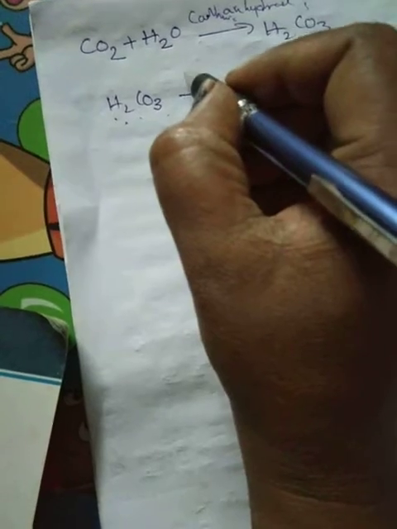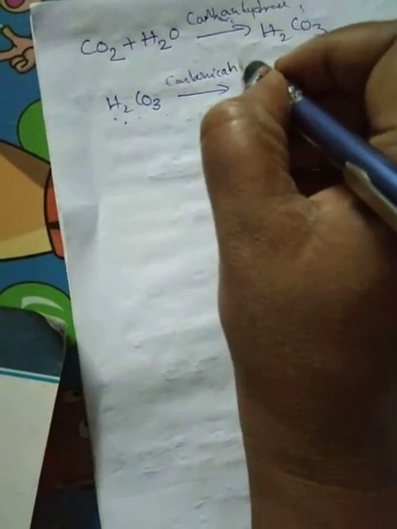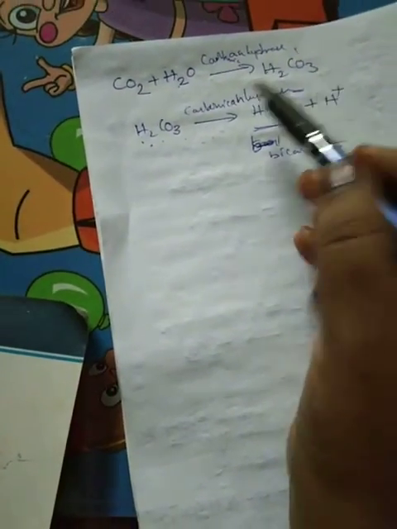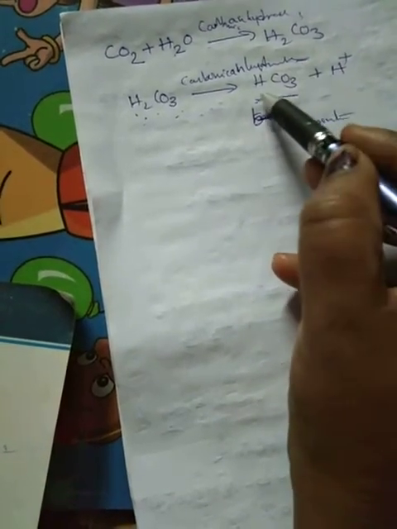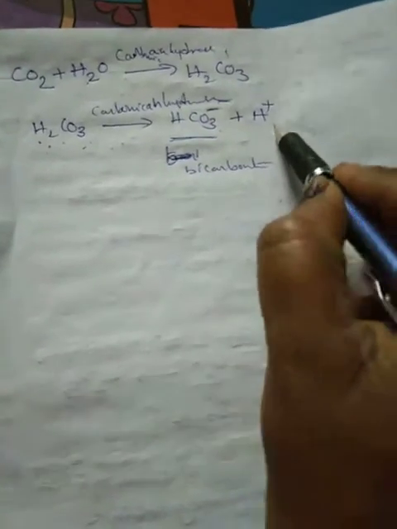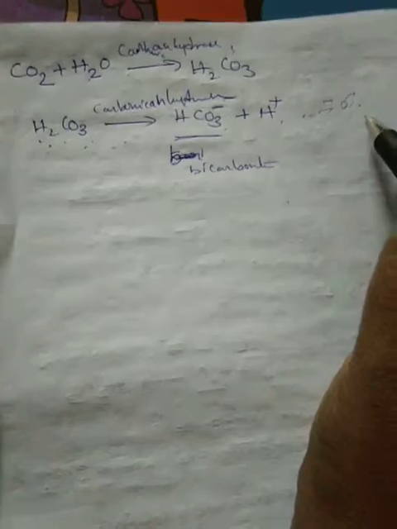So by the enzyme carbonic anhydrase, first water and CO2 form H2CO3, and H2CO3 then, using the carbonic anhydrase enzyme, forms HCO3 minus bicarbonate and separates the H plus ions. So this is the 70% of CO2 transport.